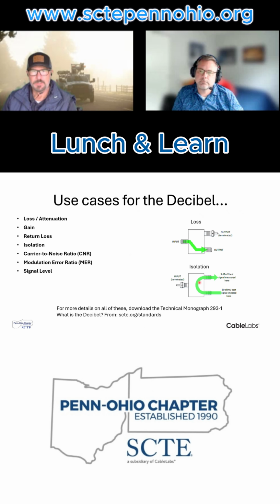Now, port-to-port isolation is another thing that can be measured in dB. I think we alluded to, well, actually, we haven't alluded to it yet, but we're going to. We'll talk about return loss also at the end of the next episode. But carrier to noise ratio, modulation error ratio, signal levels, and the differences between signal levels can all be measured in dB. But talk to us about port-to-port isolation, Scott, and why that's important, and maybe what it means a little more in detail.